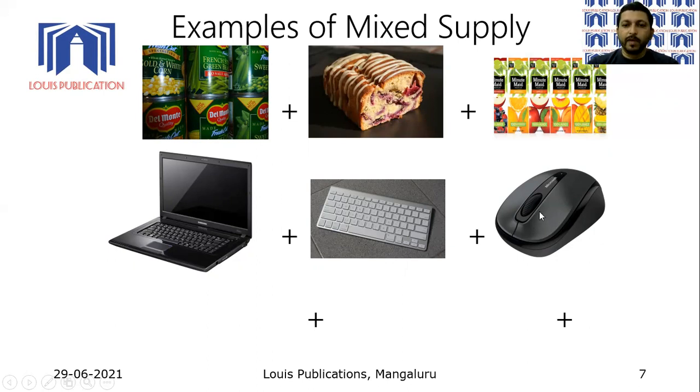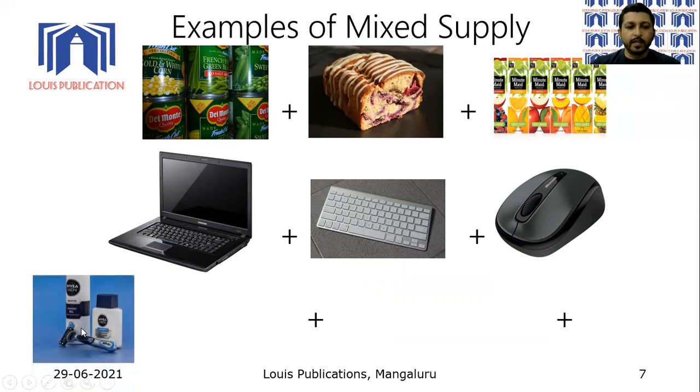That is an example of mixed supply, because though they are connected, these are not normally or naturally bundled together. These are normally bought separately by the recipient of goods, because the laptop already contains a keyboard, so a separate keyboard is not required. If the mouse is given as a complimentary, that becomes an example of mixed supply. So usually it is not naturally bundled. That is the idea. That's why I have not included it under the meaning of composite supply.